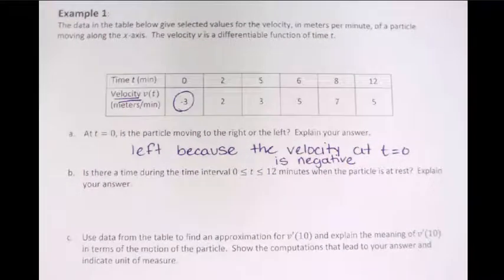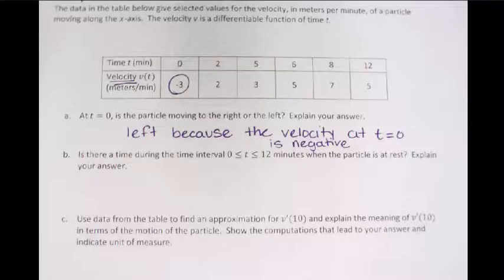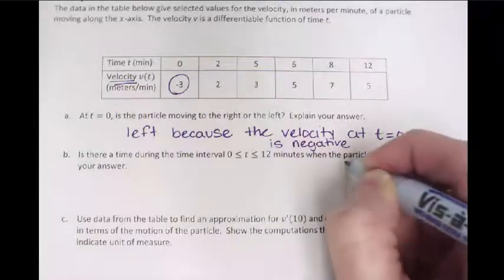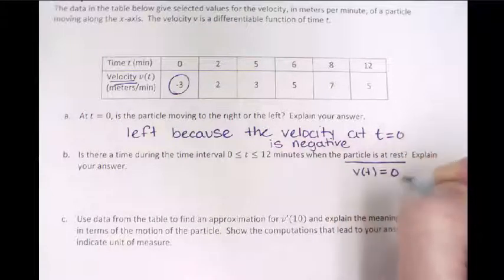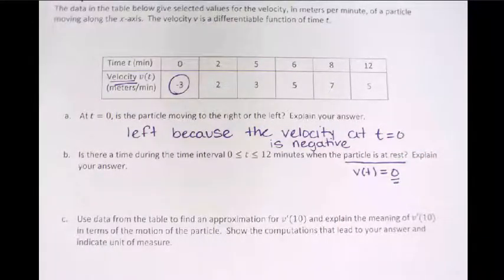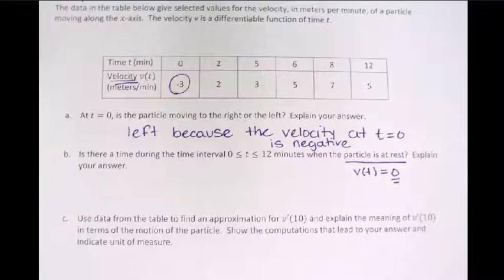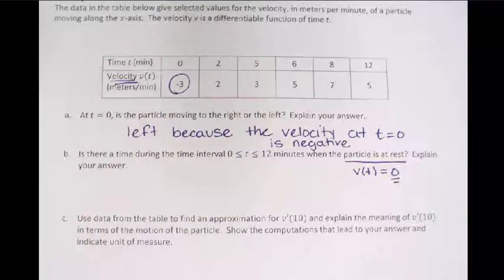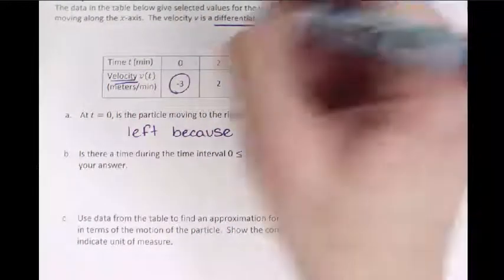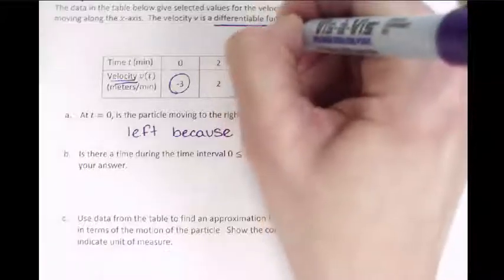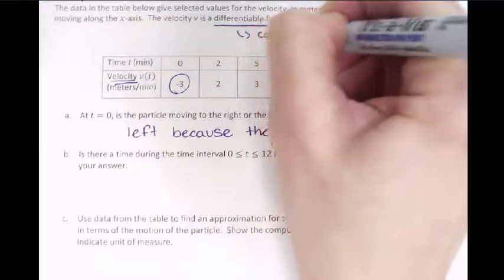Is there a time during the time interval from 0 to 12 when the particle is at rest? So remember, the particle is going to be at rest when the velocity equals 0, okay? When it's not moving. So if you look at this table, is there anywhere where the velocity has to equal 0? First of all, it's really important up here that it tells us that the velocity is differentiable. It also means it's continuous, okay? So that means no holes, jumps, or asymptotes.